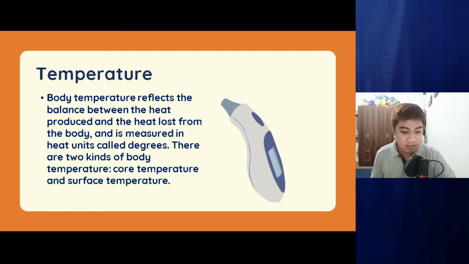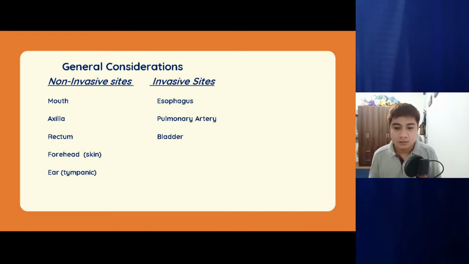And we also have the surface temperature, which is being monitored usually in checking your vital signs. So this temperature is located on your skin, the subcutaneous tissue, and your fat. So this is your surface temperature and usually being checked. Okay, this is surface. So there are lots of sites nga pwede takwaan sa aton nga temperature.